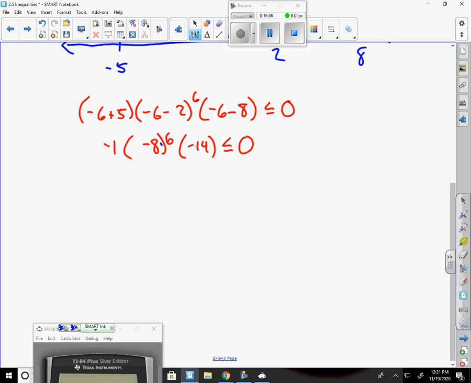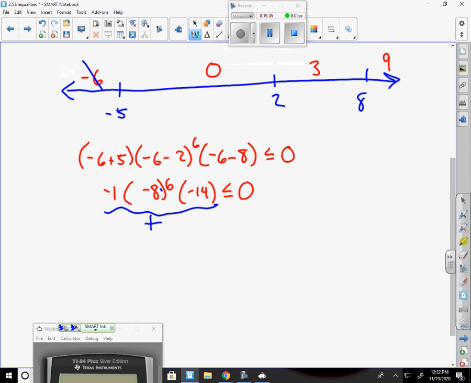If I look at this portion, absolutely. Any number raised to the 6th power is going to become positive. On the outside, I have a negative times a negative, which creates a positive. It tells me that this whole number is going to be a positive number. So it can't be less than or equal to 0. So I know that this area is not less than or equal to 0. So these would all be positive numbers back here.